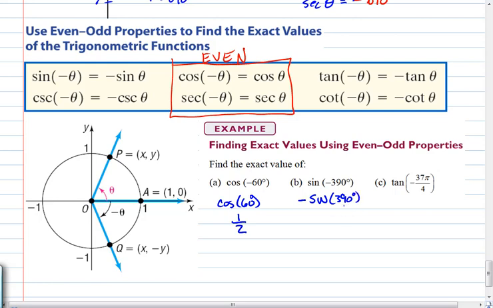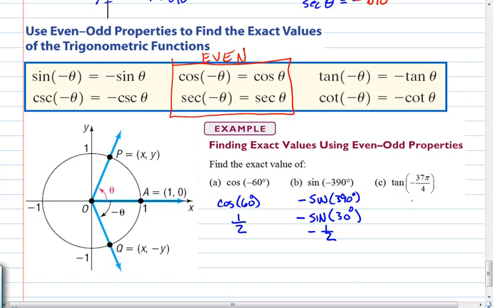But 390 degrees is bigger than 360, is it not? So this is going to be negative sine of, what's my coterminal angle? 30 degrees, because 390 minus 360 is 30. So this is going to be negative 1/2.